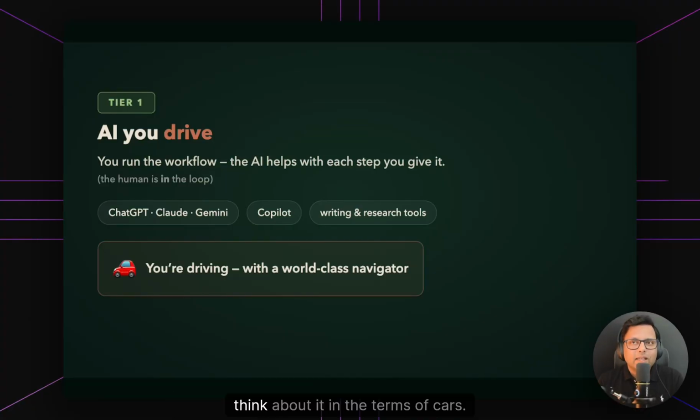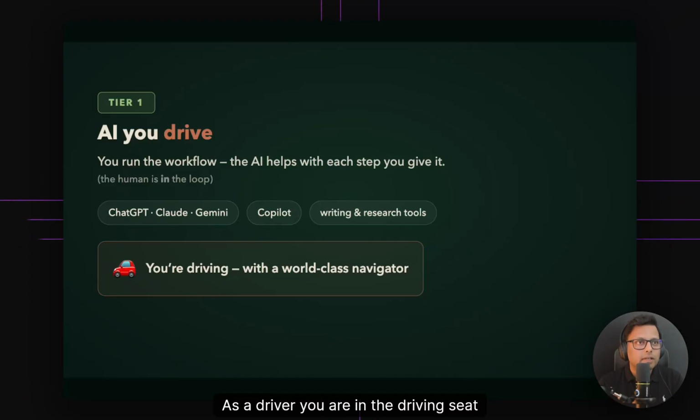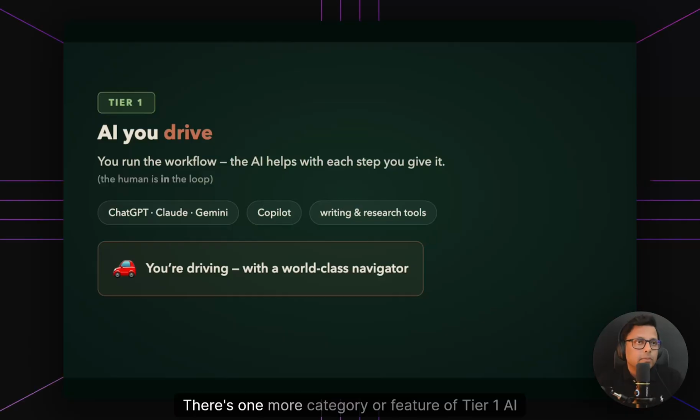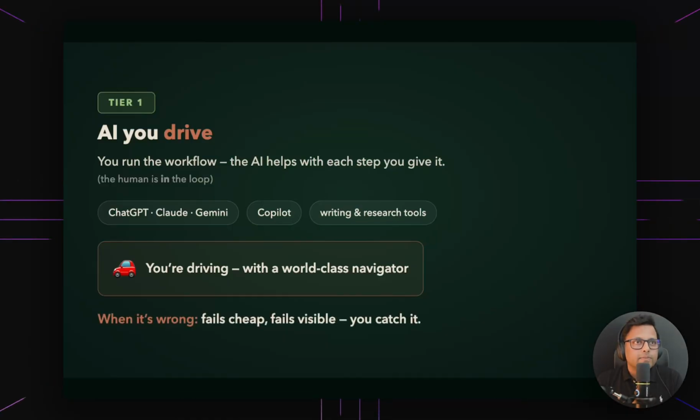So think about it in terms of cars. As a driver, you are in the driving seat, and the car comes with a world-class navigation system. The navigation or the GPS helps you reach your destination faster. So this is Tier 1 AI. There's one more feature of Tier 1 AI, which is that the failures are cheap because you're able to catch them early on.